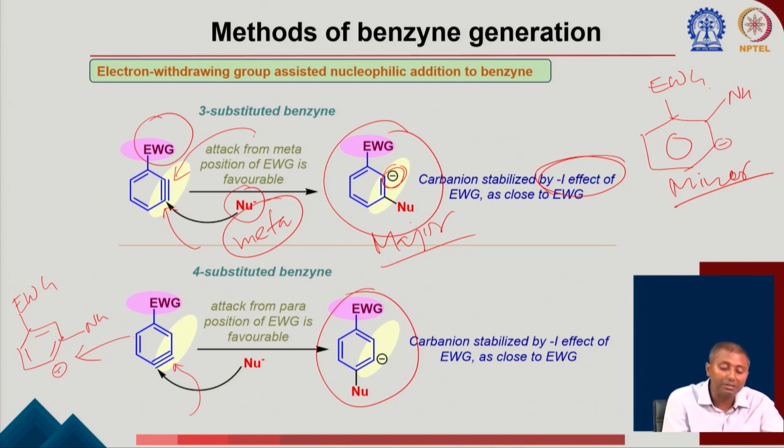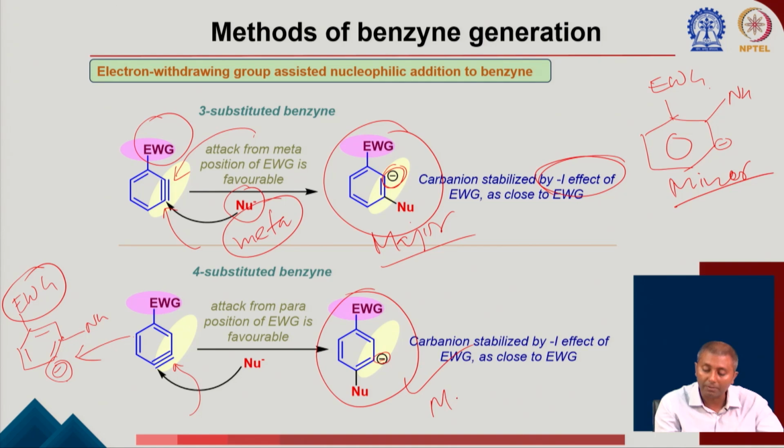This is the para position, this will be far. So the carbanion which is forming here can be stabilized more because it is formed in the meta position, versus this negative carbanion which is forming in the para position. So it is far from this electron withdrawing group. That's why this will be the major product here.